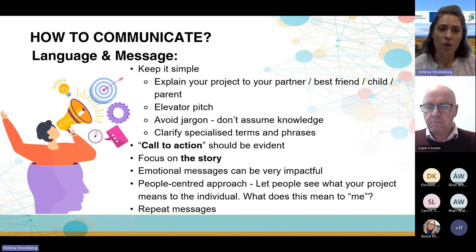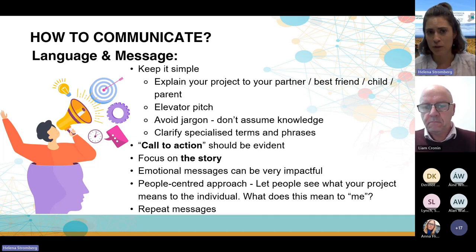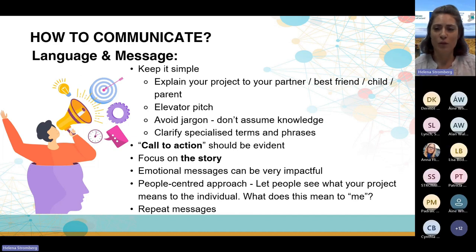And in that, I'll avoid jargon as much as possible, unless you are very sure that you have a particular expert group in front of you. Do not assume that everyone has the same knowledge of what a specific jargon or term is. In EU funds, there are so many different acronyms. So just be sure to clarify any specialized terms or phrases.